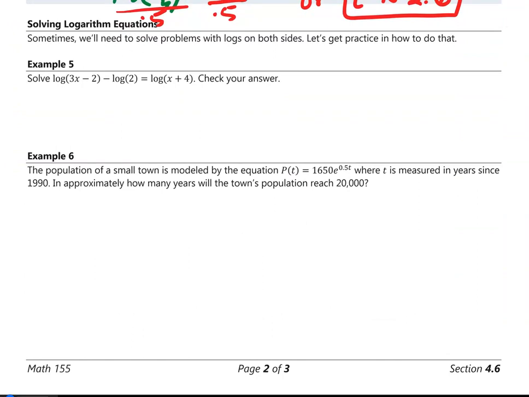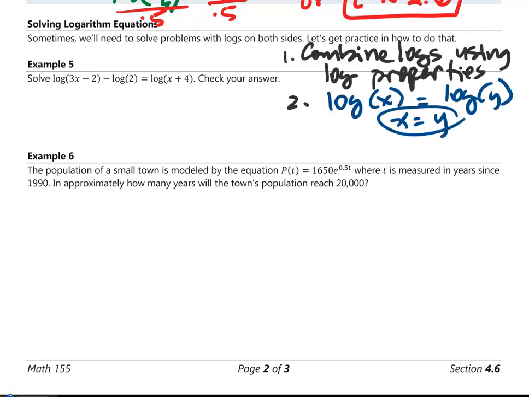Okay, next, solving logarithm equations. Sometimes we will need to solve problems with logs on both sides, and let's get practice on how to do that. All right, and to do that, I want you to remember these two things. First, you can combine logs by using the log properties. Those are the things that you learned from last section. And also take note of the second one, log x is equal to log y, meaning both sides are logs, so we can rewrite this as x is equal to y.